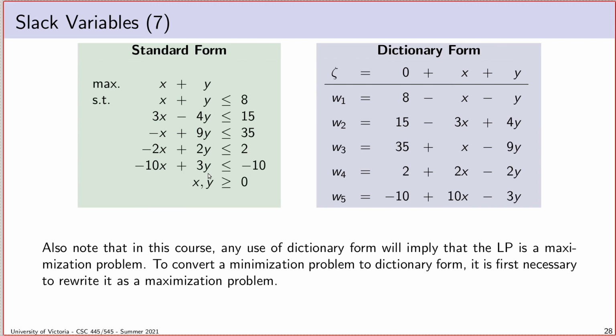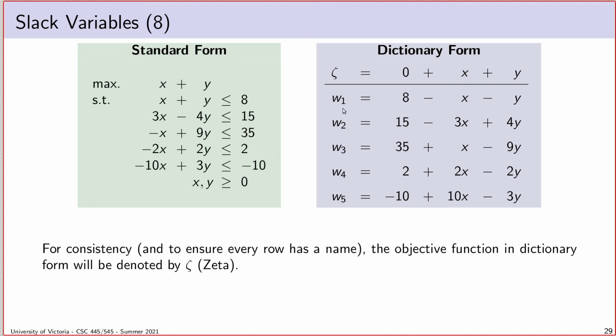And also, as you might notice, I don't use the word max or min over here. In this course, if I use a dictionary, I am referring to a maximization problem. Because I have this nice tableau representation where I've got W1, W2, W3, I've got an equation for every constraint, I have to have the objective function in my dictionary somewhere. So I put it up at the top. I always draw a line between the objective function and the rest of the stuff.